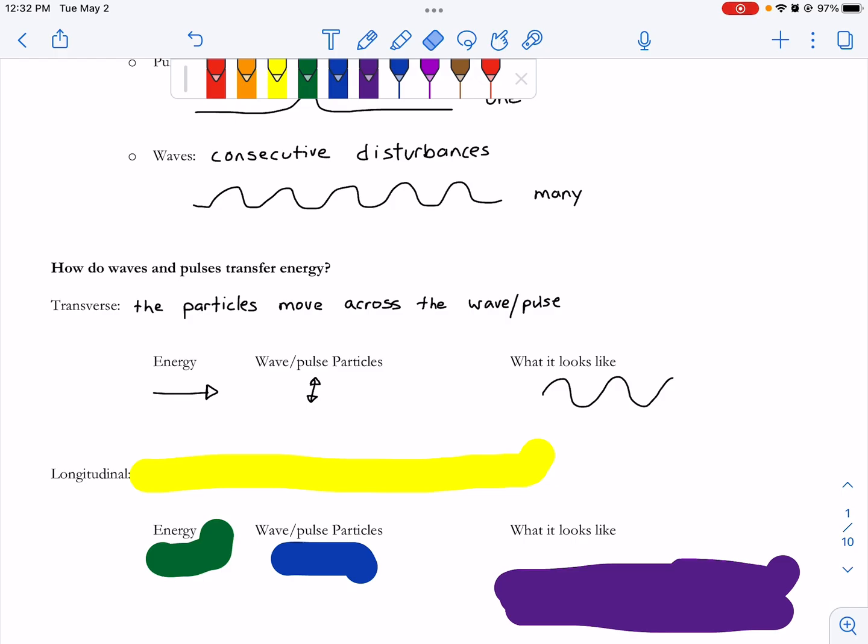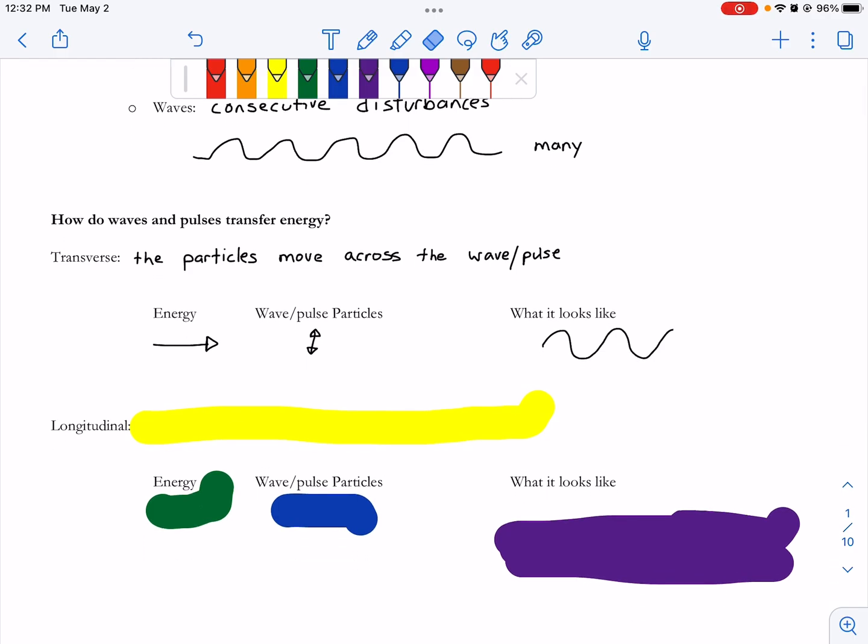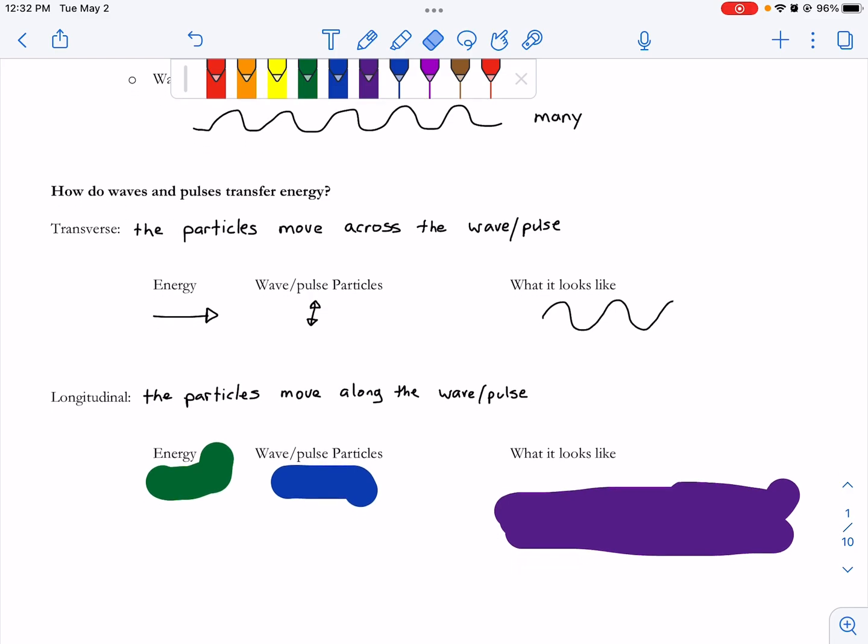Now, if the waves are going up, then the particles might go left and right, but either way, it's going across. So this is the one that looks like a traditional wave that you might be familiar with, that up and down as it goes to the side. A longitudinal wave you might be less familiar with. This one is where the particles move along the wave. But you've probably seen one of these somewhere before. If the energy is moving to the side, just like in the transverse wave, the particles also go back and forth to the side along the wave. Longitudinal is along the wave. Transverse is across the wave. Along the wave and across the wave. That's the way I remember those.